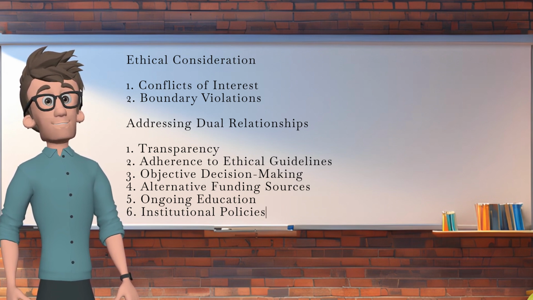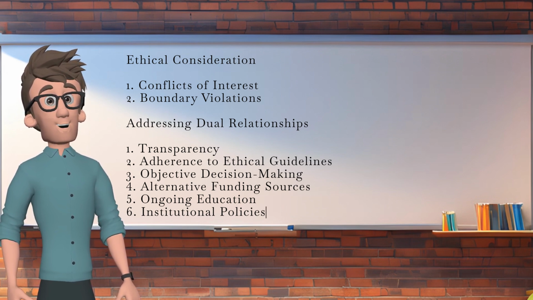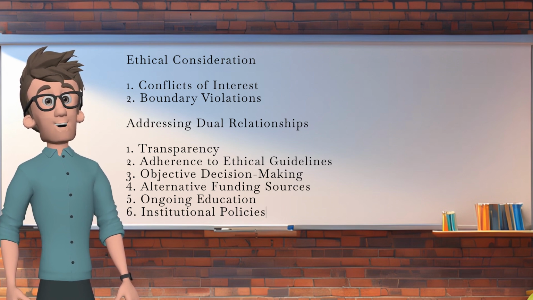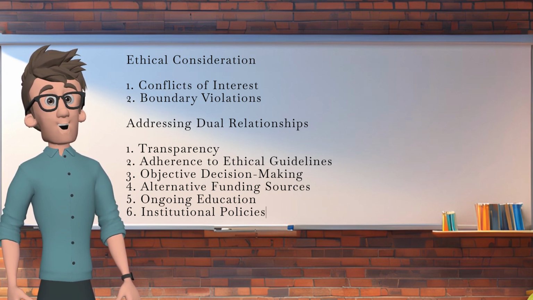Alternative funding sources. Seeking funding from unbiased sources, such as government grants or nonprofit organizations, can help mitigate the influence of industry stakeholders on research and clinical practices. Institutional policies. Healthcare institutions should implement clear policies regarding the acceptance of financial incentives. These policies might include restrictions on accepting gifts, mandatory disclosure of financial relationships, and regular audits.